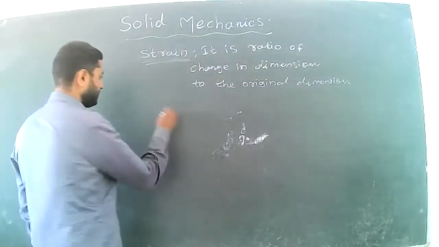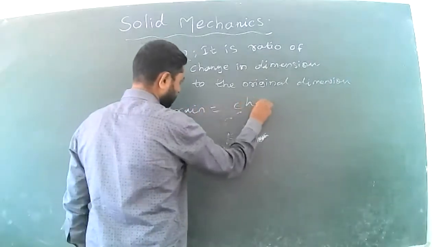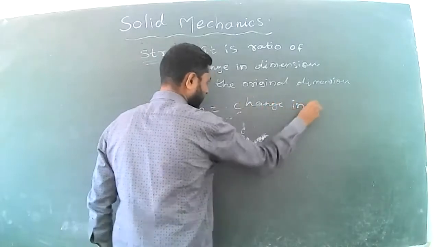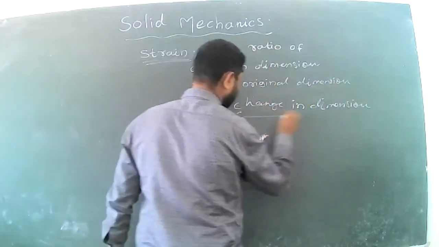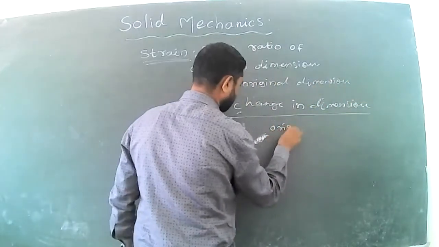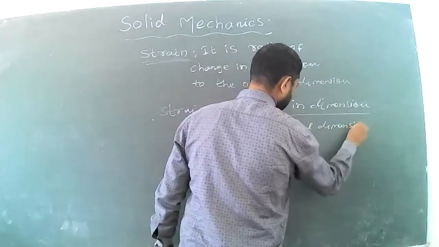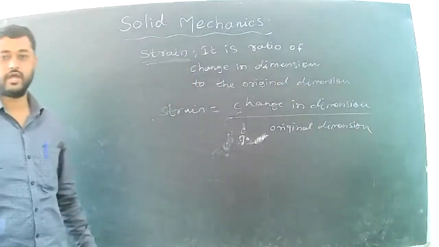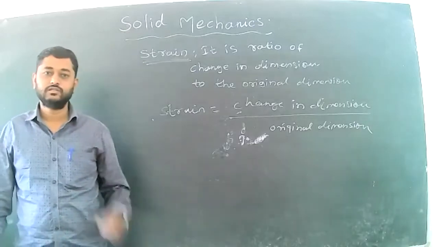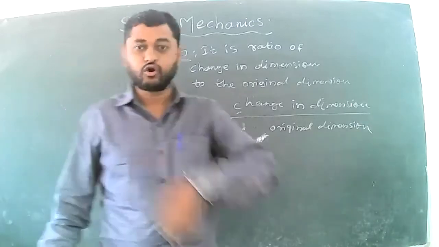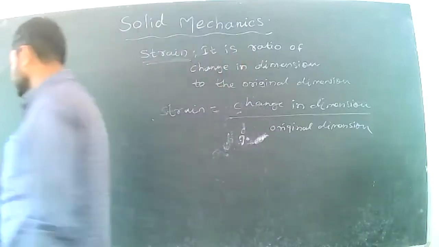So what is strength? Strength is nothing but change in dimension to the original dimension. Again, there are three types of strength: tensile strength, compressive strength, and deformation. These are the three types of strength.